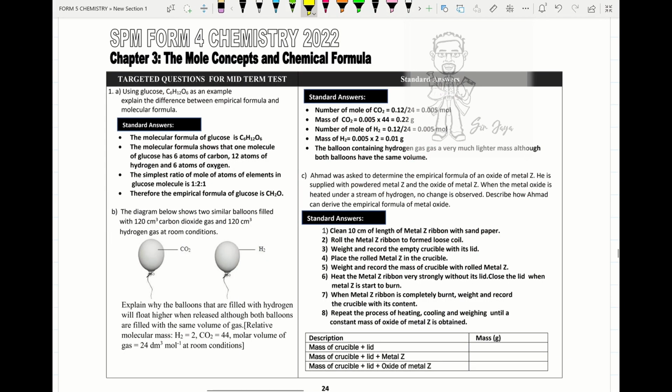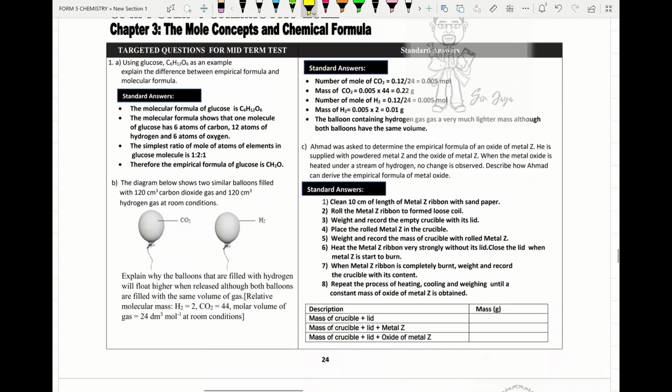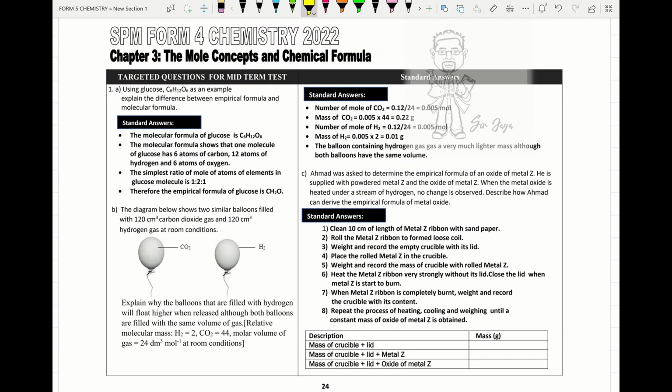In this slot, we're going to discuss a few revision questions for the midterm exam, starting from chapter 3, chapter 4 and chapter 5 of Form 4. In the previous video, I already discussed all these chapter 3 questions. So I'll continue with another important chapter 3 question here.